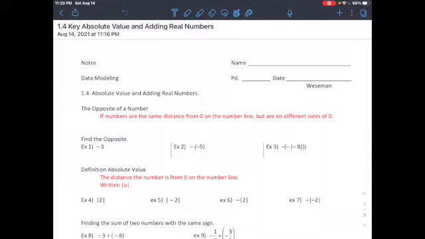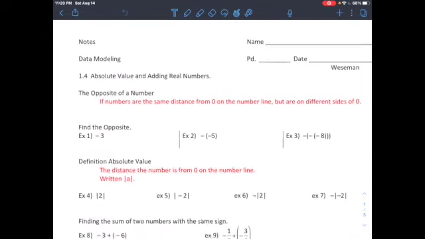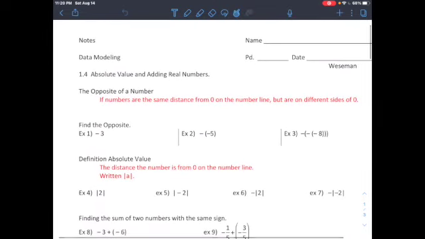Hello everyone, today we are going to talk about absolute value and adding real numbers. For the definitions, we have the opposite of a number. Two numbers are opposites if they are the same distance from zero on the number line but on different sides of zero.